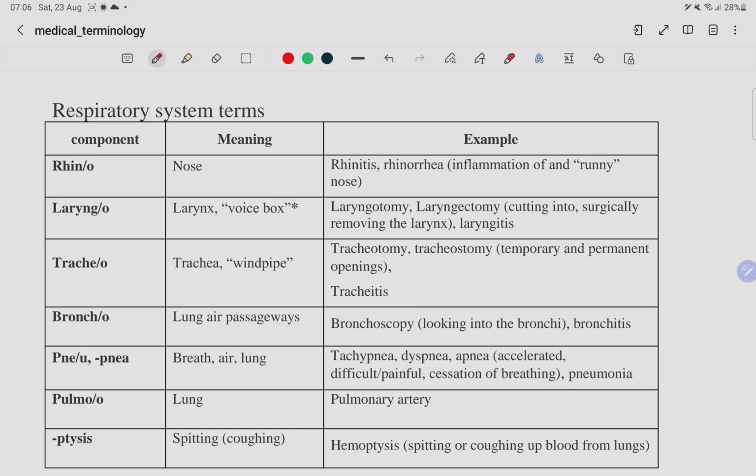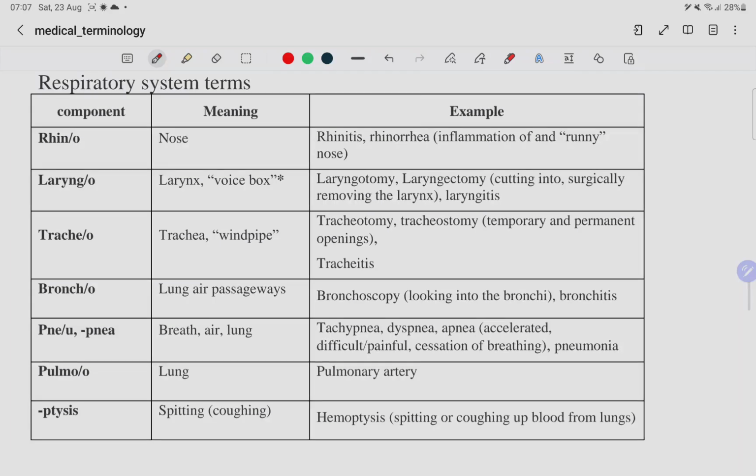In the respiratory tract system, there is rhino, which means nose. So when we say rhinitis, it is inflammation of the nose. Laryngo means larynx, which means voice box. When we do a laryngotomy, it is an opening in the larynx, and a laryngectomy is the removal of the whole larynx. Okay.